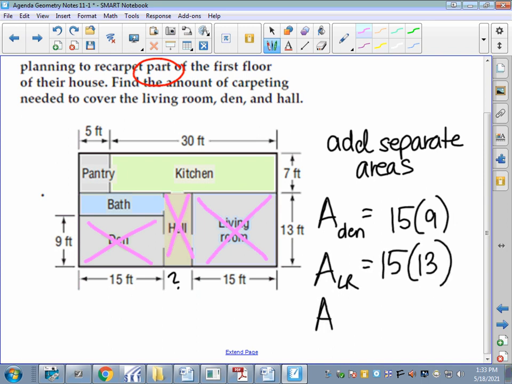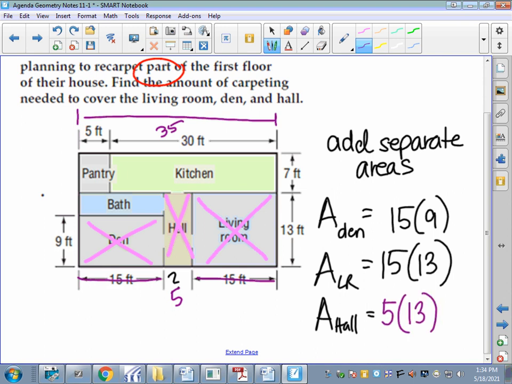The area of the hall, this one's an interesting one. I know that it's 13 feet tall, but what about the width? Well, if I go up here, the whole width of the house is 35, right? This is 15, this is 15, so I believe there's going to be 5 feet left for that hallway. So that's going to be 5 times the 13. I get all 3 of those separate areas, add them all up, and I know how much carpeting the Warners are going to have to buy. So look for those little sneaky problems.